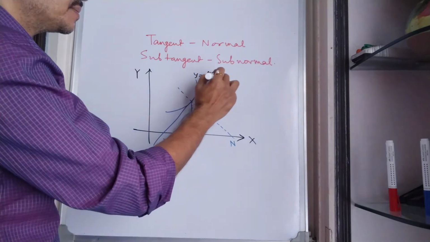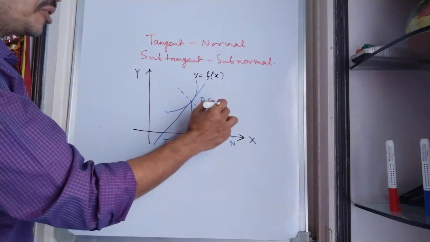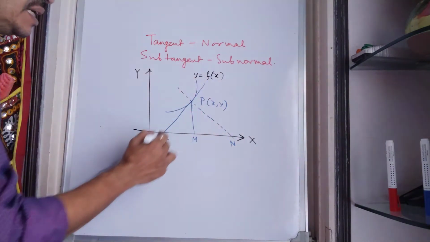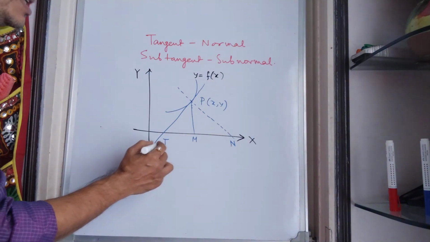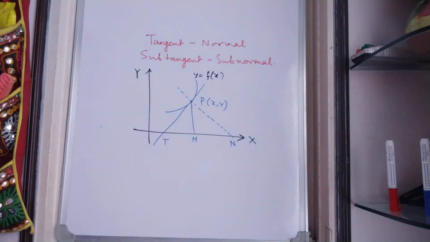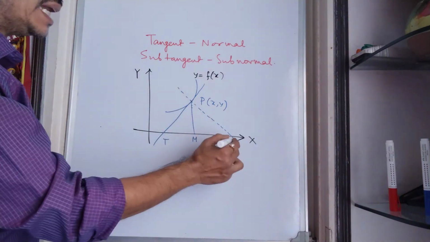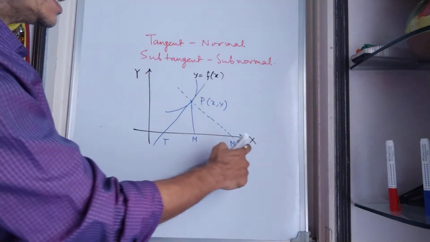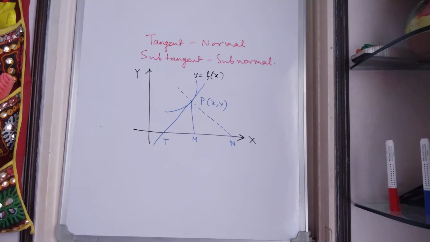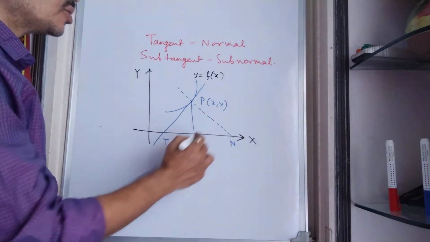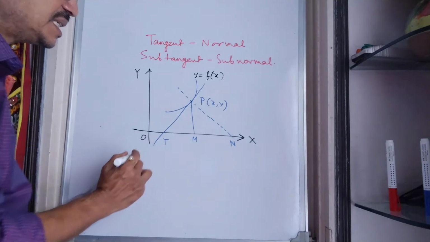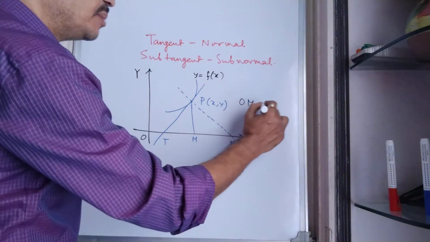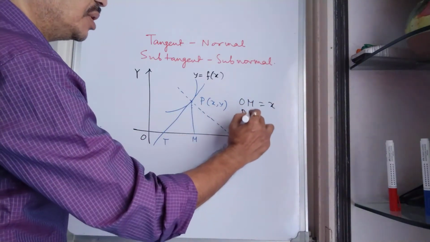y equal to f(x), on which we have the locus point P, which has coordinates x and y, and we draw a tangent PT which meets the x-axis at the point T, and obviously this dotted line is the normal at this point P to the curve, and this normal touches the x-axis at the point N. Now as P has coordinates x and y, if this is the origin, we have the abscissa and ordinate as OM equal to x and PM equal to y.